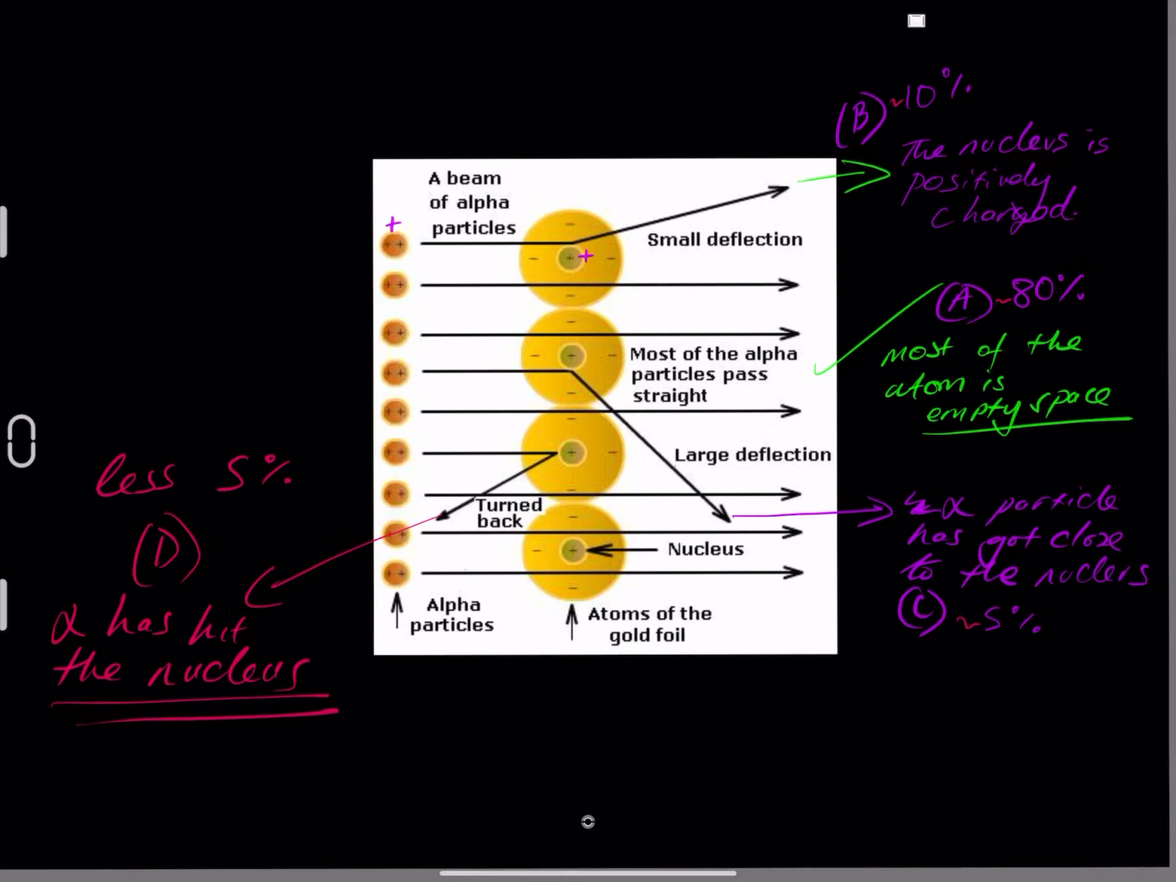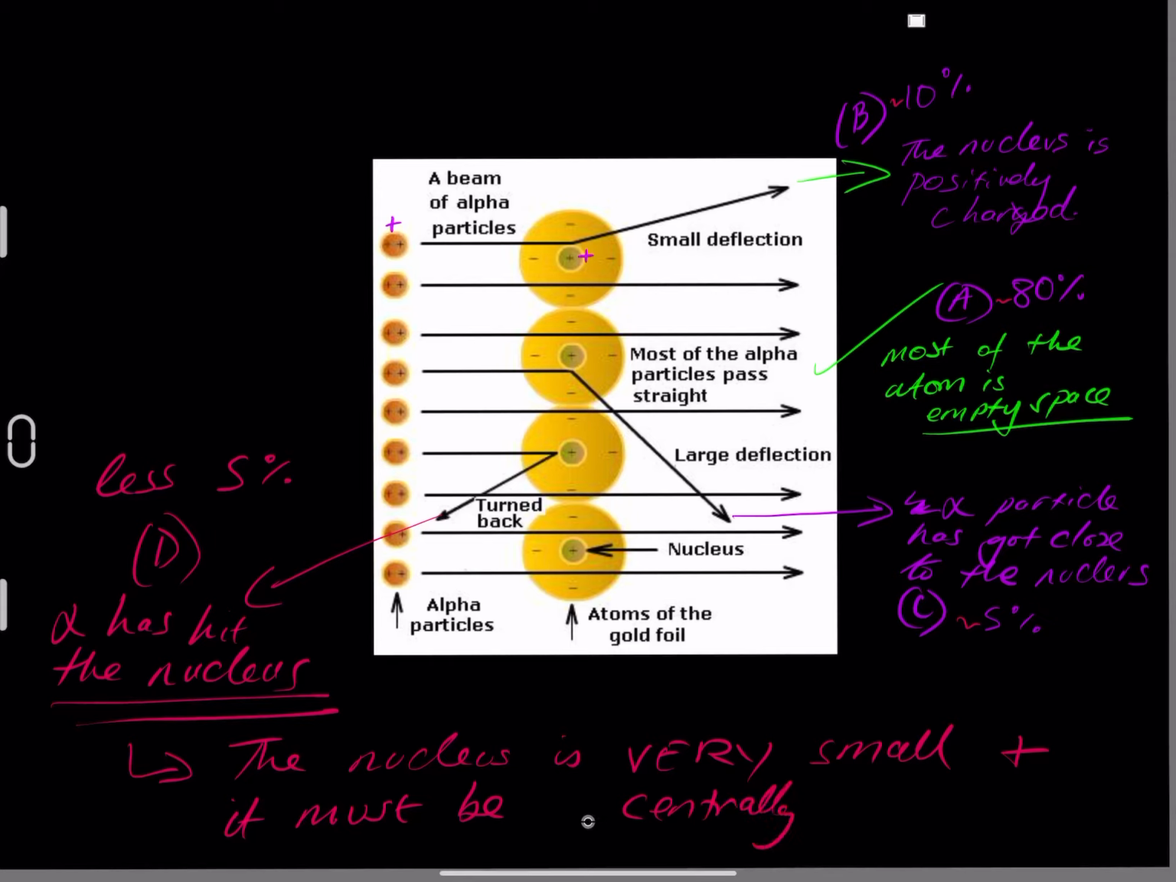Now, if less than 5% are hitting the nucleus, but we are getting a detectable amount of alpha particles being turned back, this indicates to us that the nucleus is very small and it must be centrally located. It must be centrally located.